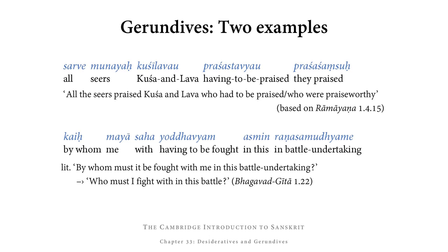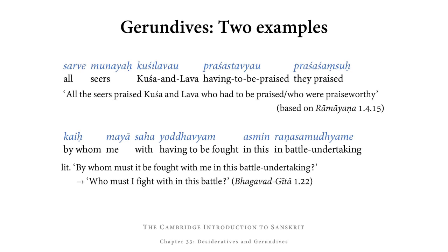Prashastavyau, having to be praised, which is the gerundive of prashams, formed by means of the suffix tavya and standing in the nominative vocative accusative dual masculine, agreeing with kushilavau. And then prashashamsuh, which is the perfect of prashams, so meaning they praised. So sarve munayah prashashamsuh, all the seers praised. Whom? Kushilavau, Kusha and Lava.